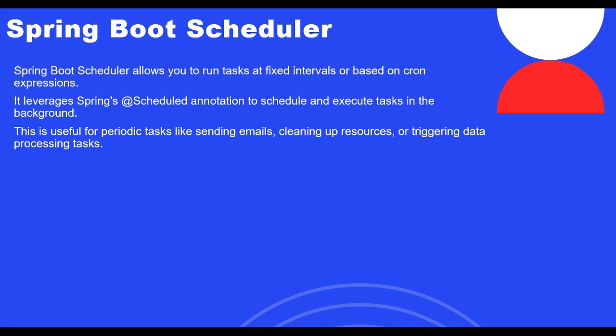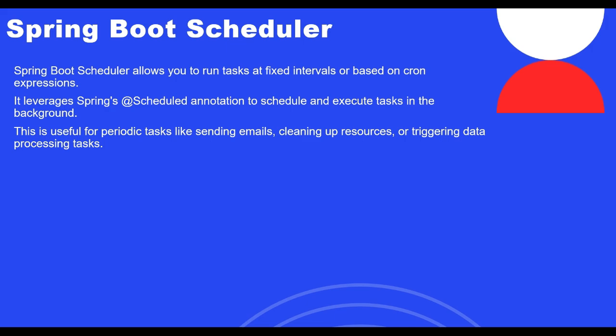So let's begin. What exactly is the Spring Boot scheduler? It allows you to run whatever task you want to run at a certain interval, or you can also run this particular task on a certain cron expression. So at a certain interval, it will be executed. In Spring Boot, there is an annotation called @Scheduled, which is used to schedule and execute your task in a background process. So it will run in the background like a daemon process. This is a benefit of it.